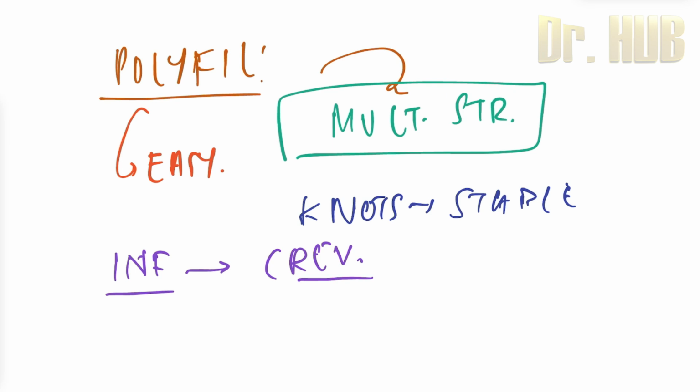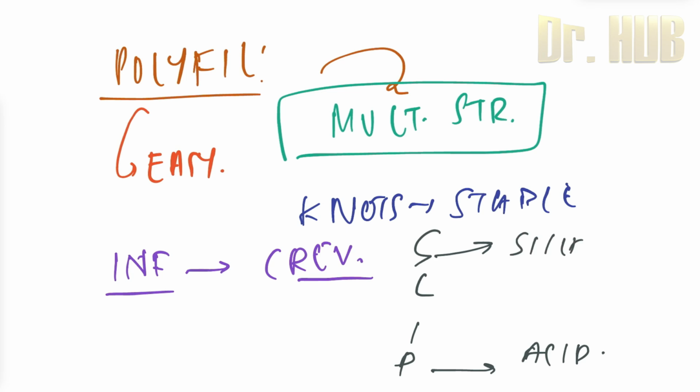The examples for polyfilament include the mnemonic SLIP. S is for silk, L is for linen, and P is for polyglycolic acid.